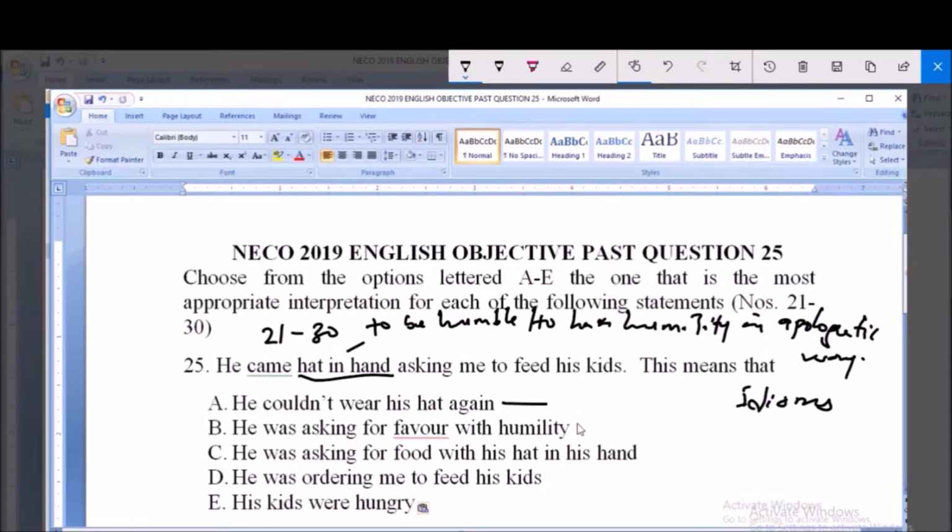So option A says he couldn't wear his hat again. Option B says he was asking for favor with humility. Option C says he was asking for food with his hat in his hand. Option D says he was ordering me to feed his kids. Option E says his kids were hungry. So by the explanation of hat in hand, the correct option here is option B. He was asking for favor with humility. So option B is correct.